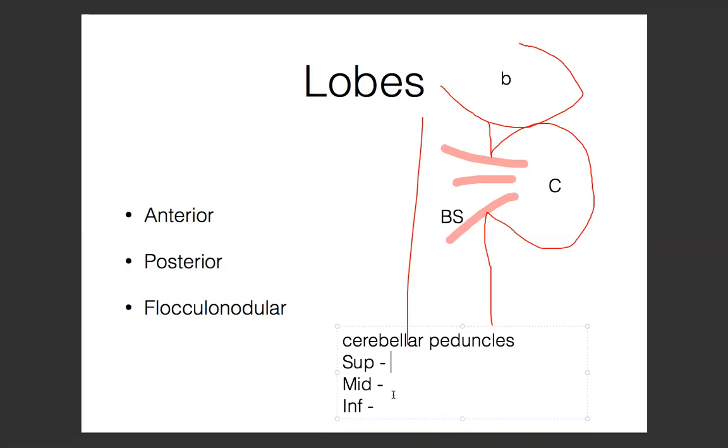Yalla, these peduncles are basically tracts, so they carry tracts. But what's important for you to know right now is which one connects to which structure. The superior peduncle connects to the midbrain, the middle connects to the pons, and the inferior connects to the medulla. Same order as the brainstem: the midbrain is the highest, the pons in the middle, and the medulla at the bottom. So the cerebellum connects to the brainstem through three cerebellar peduncles: the superior, the middle, and the inferior.